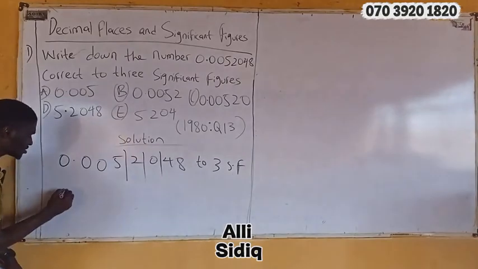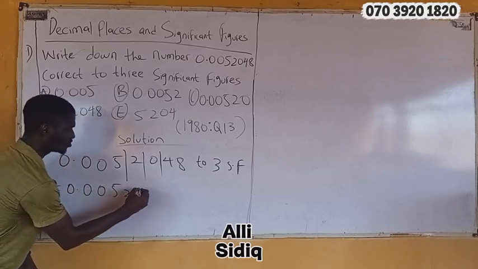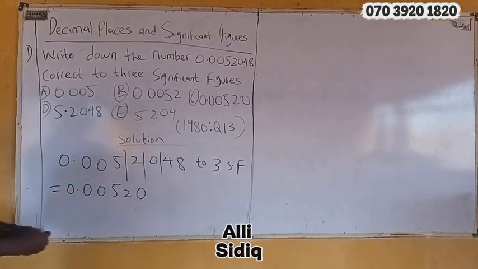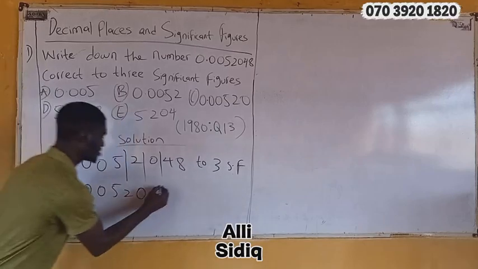So my answer will be what? It will be 0.00520. That is option what? Option C.